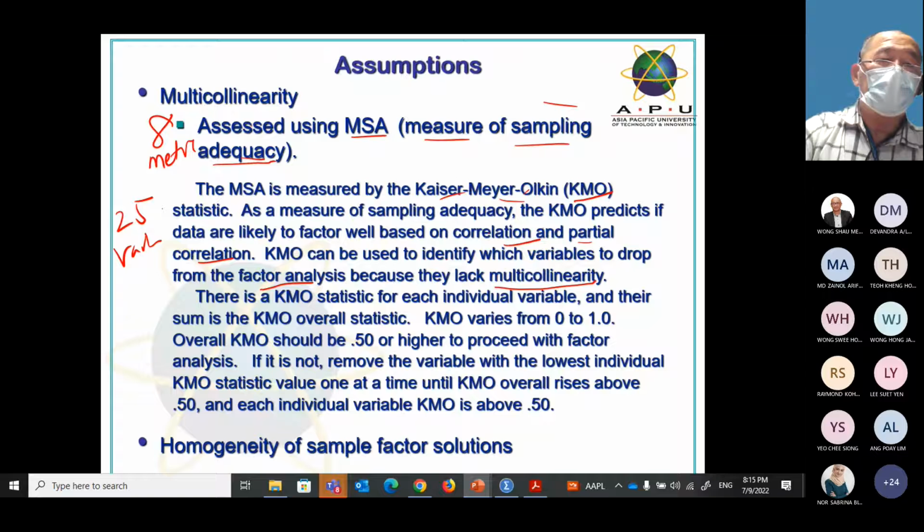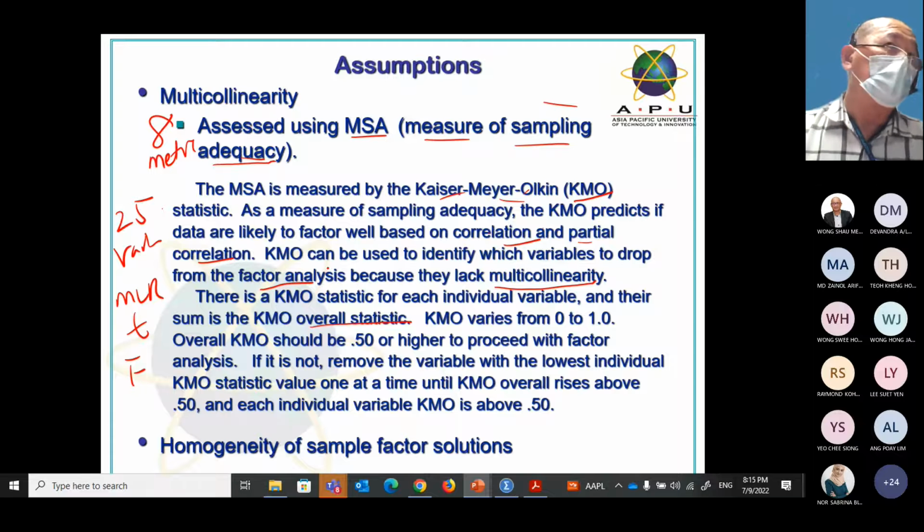This KMO statistic is for each individual variable, and also there is the overall KMO statistic. So there are 2. It's quite similar to the T and the F. Under multiple linear regression, you have a T and also an F. But here it is all one statistic, KMO. KMO can be for an individual variable, or for the overall statistic. Therefore 2.